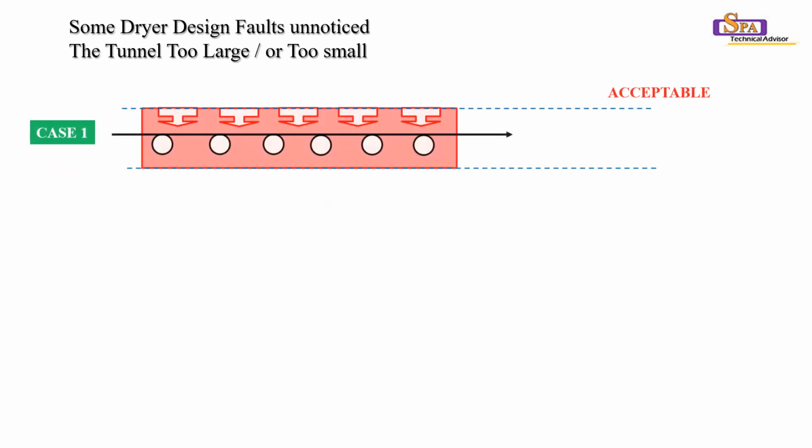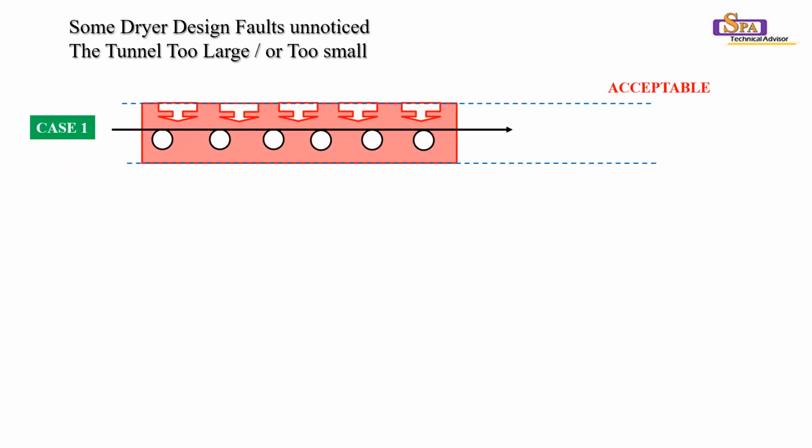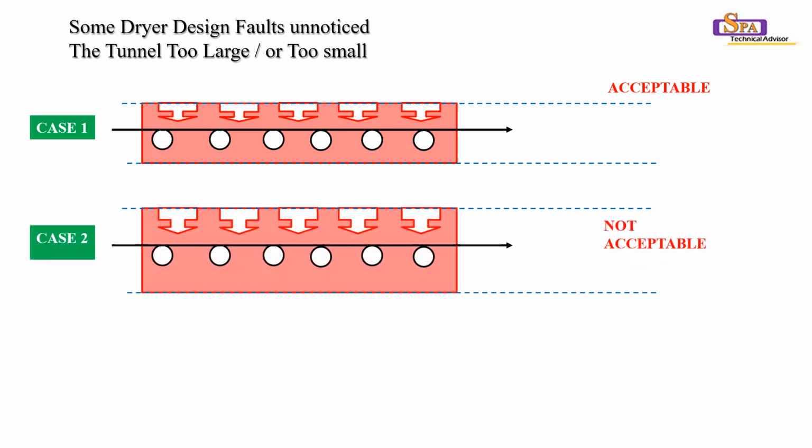Some dryer design faults unnoticed. The tunnel is too large or too small. Now see case 1, this one is the acceptable kind of design. Now see case number 2, this is not acceptable. The tunnel is too big. The volume of the tunnel below the idler is too large, and this is going to consume extra energy because in order to maintain the temperature inside, a large amount of air will be required to be heated.